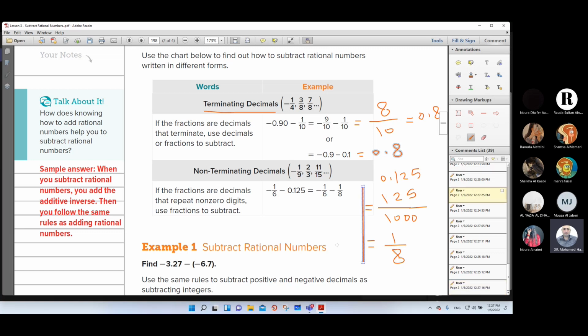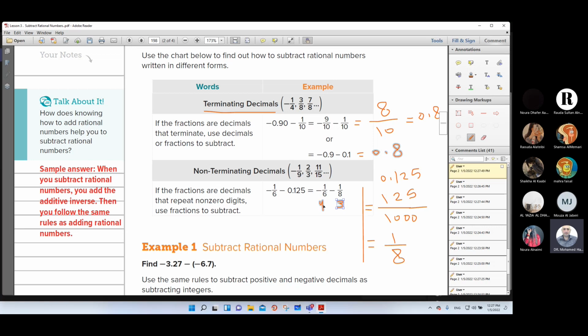Then, how to add the two fractions here? We have different denominators. We cannot add directly. So try to make common denominators. You can find the LCD between 6 and 8. You will get 24. Which number times 6 equals 24? You can multiply here by 4. And which number times 8 equals 24? You can multiply here by 3.